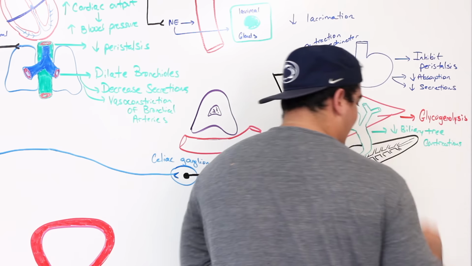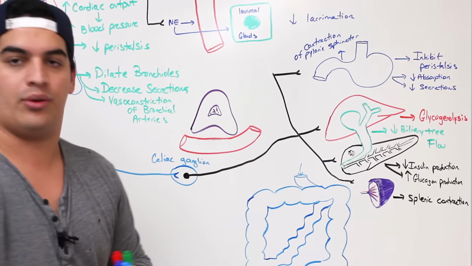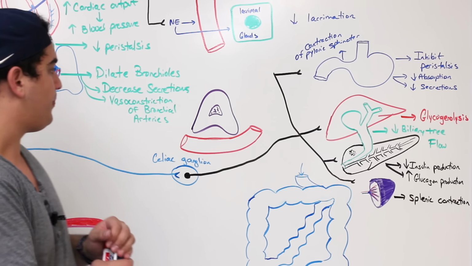All right, and there are fibers that can go to the splenic capsule here, to the spleen. Not necessarily super important, to be honest with you, but it can cause the splenic capsule to have a slight contraction. So it can go to the spleen and cause a splenic contraction. Again, not super important in this situation. Not really significant to the fight or flight response.